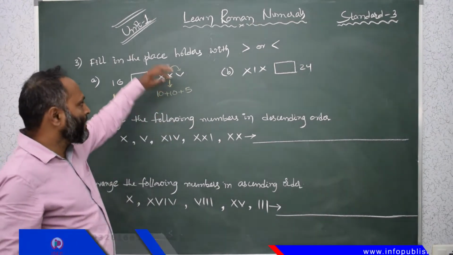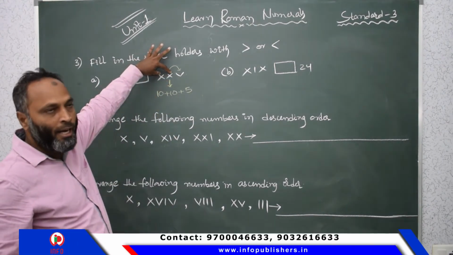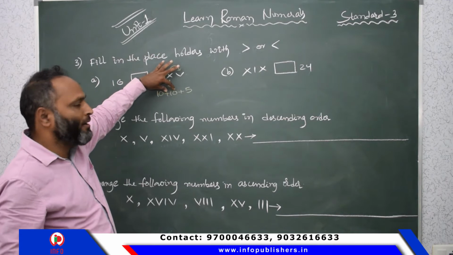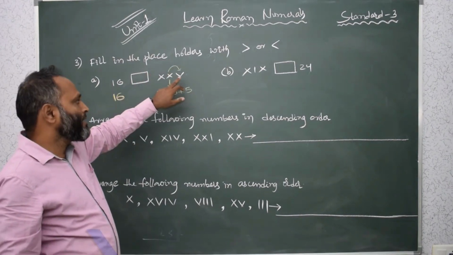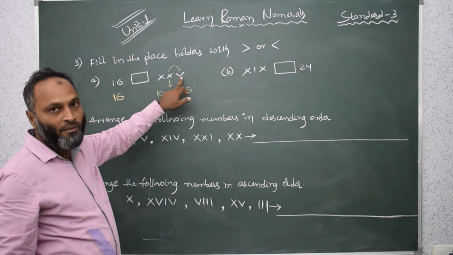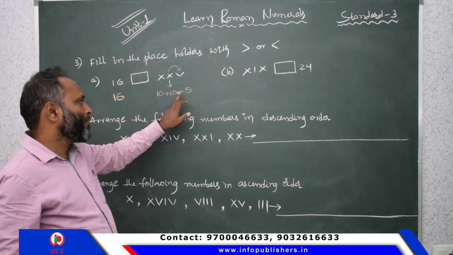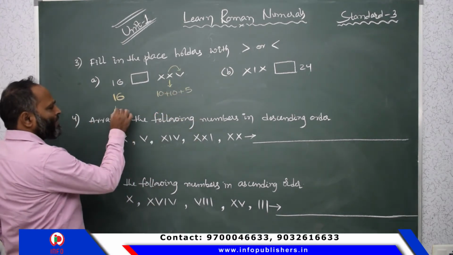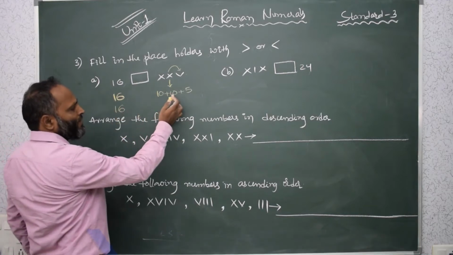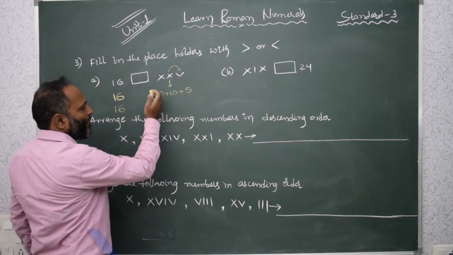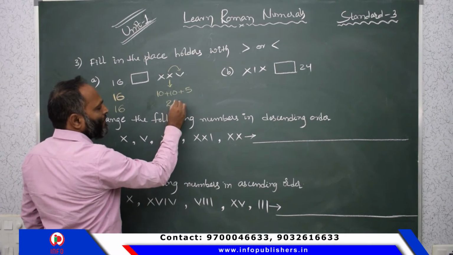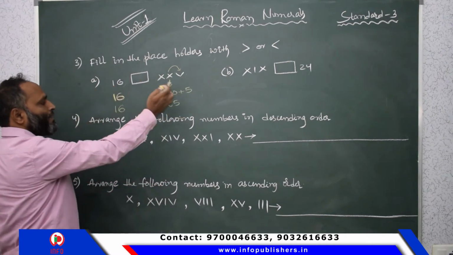Like this. First, here X repeats. It repeats means we have to take 10 and 10 and add. And the smaller Roman numeral is on the right side of the bigger Roman numeral, again addition. 10 plus 10 plus 5. That is 16 as it is. 10 plus 10 is 20, 20 plus 5 is 25. This is 16 and this is 25.